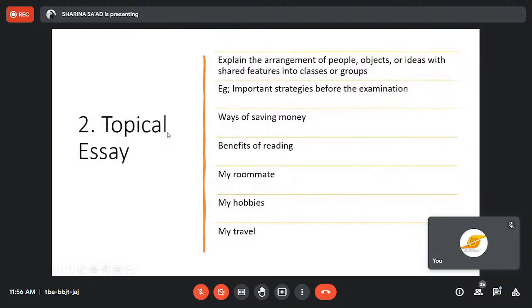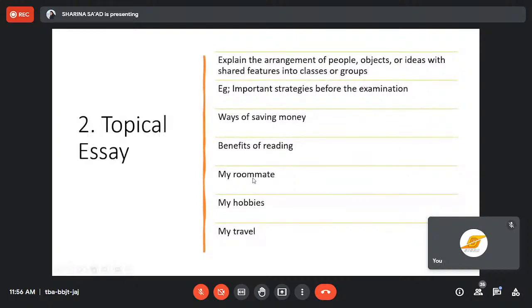There is another type of essay called the topical essay. For a topical essay, for example, you have to give the important strategies before the examination. You have to give some tips on how to sit for the exam, or the important strategies to sit for the MUET speaking examination, or the ways to save money, or the benefits of reading. These are called topical type of essay.